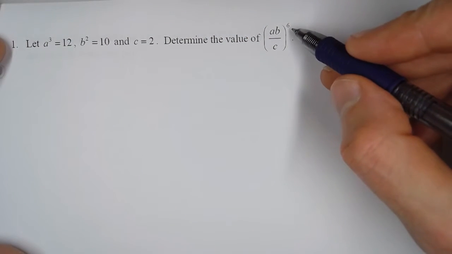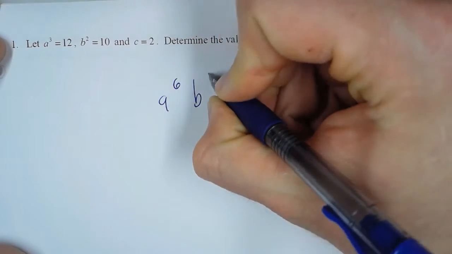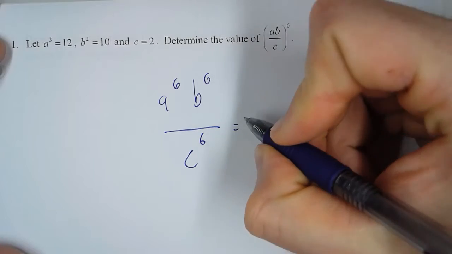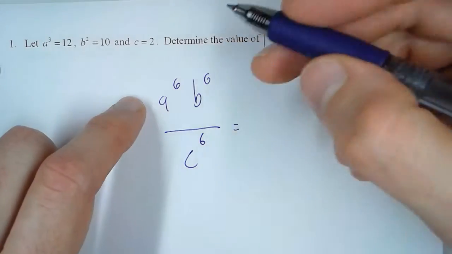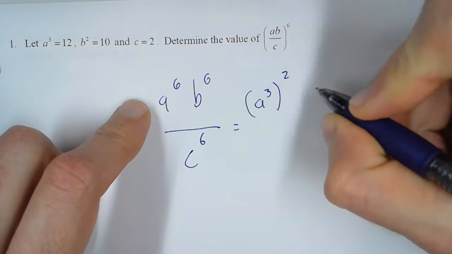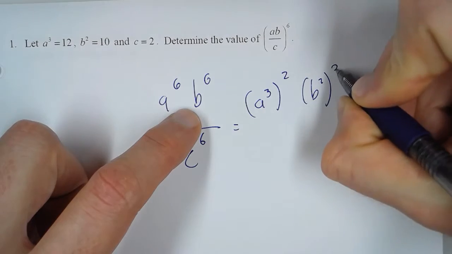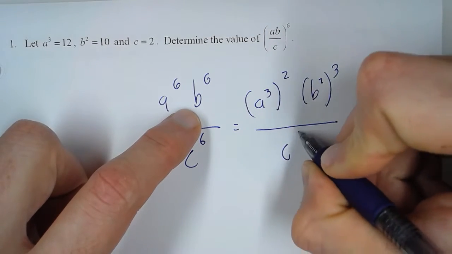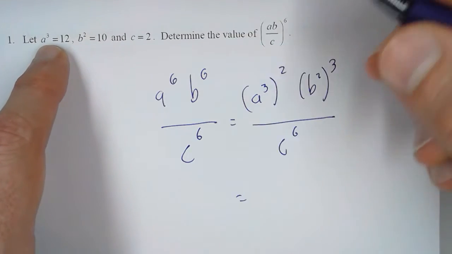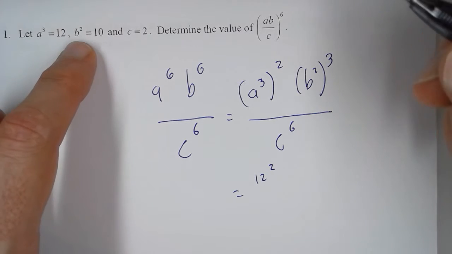If we distribute this 6 in, it's going to be a to the 6th, b to the 6th over c to the 6th. Now, we can write this a to the 6th like this, a cubed squared. We can write b to the 6th as b squared cubed. Now how does that help us? Well, we know what a cubed is just by itself. It's 12. So this is 12 squared. B squared is 10.